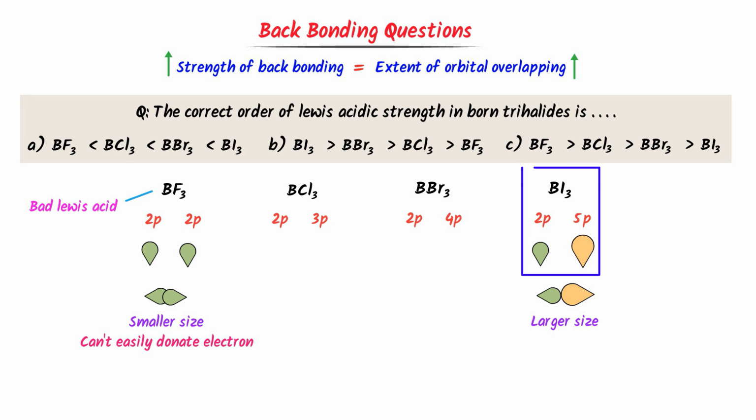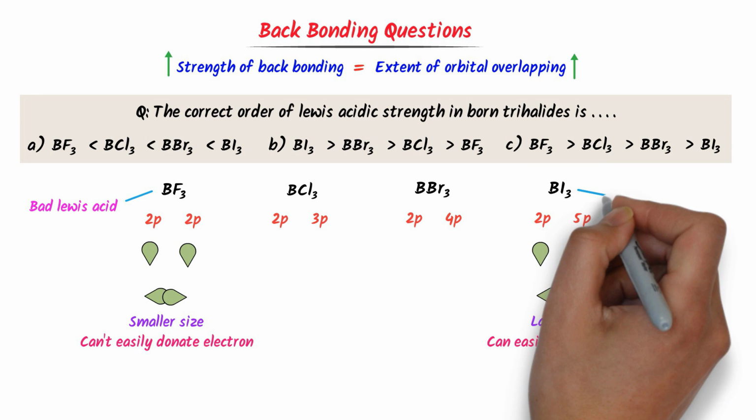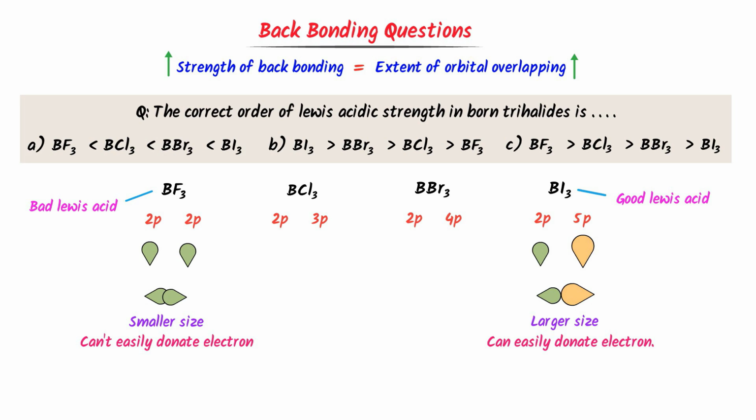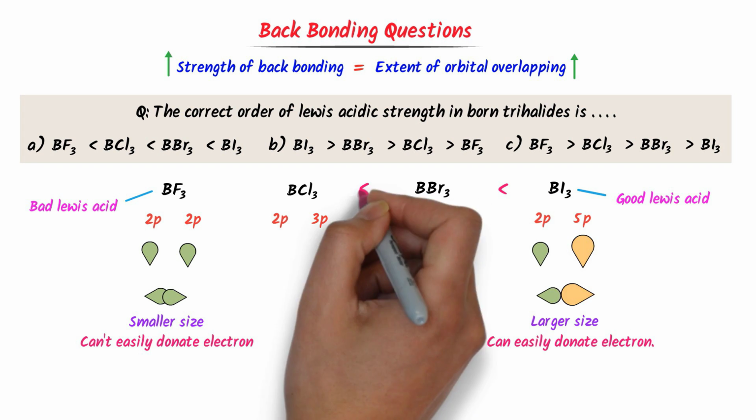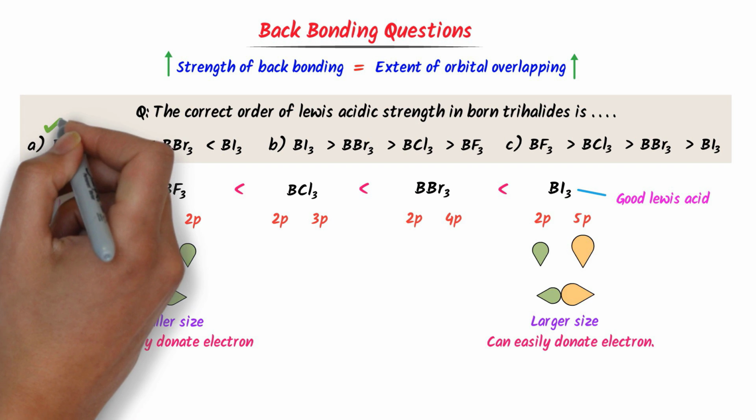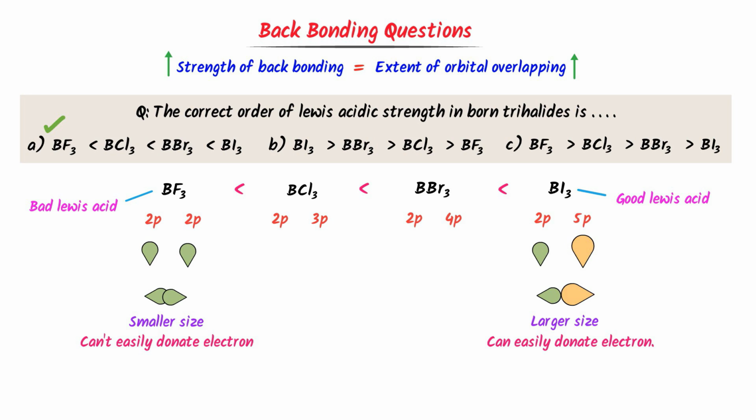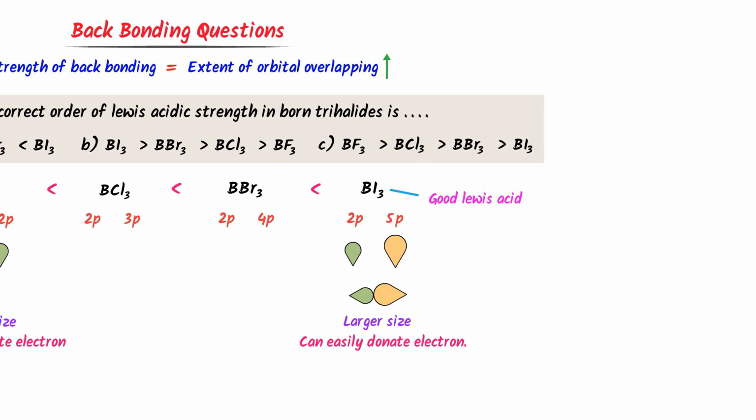In case of BI3, the 5p orbital has larger size. Due to larger size, it can easily donate electron. Let me repeat it. Due to larger size, 5p can easily donate electron. So we say that BI3 is a good Lewis acid. Hence the correct order of Lewis acid strength is like this. Thus the correct option is B. Hence note down this important question. Finally, let me teach you this important question.